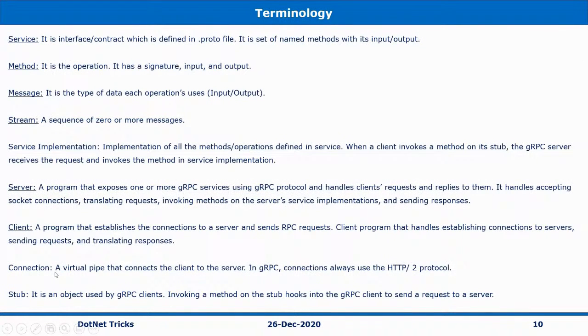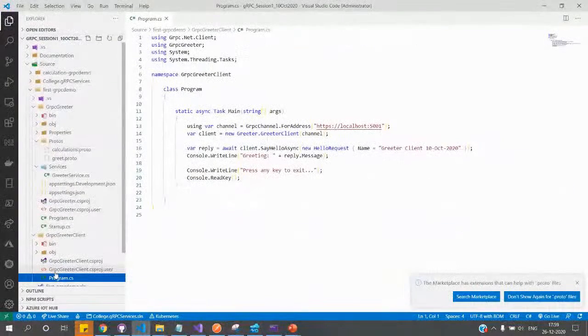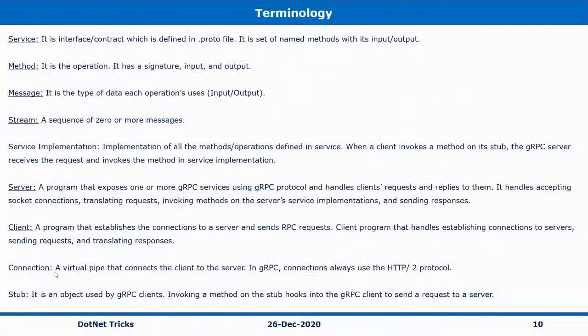And what is a connection? A connection is a virtual pipe that connects this client to the server, and that too on HTTP2 by default, enhanced security. Okay, stub is an object used by the gRpc client. That means we pass this to the stub, and it takes care of the rest of the things. So I've correlated the theoretical stuff with the practical. Now let's see how we create one.